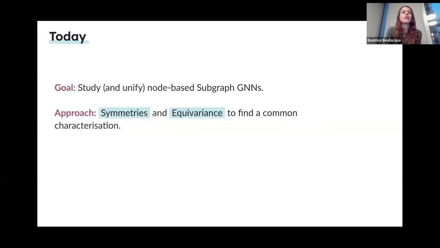So our goal was to study and unify subgraph GNNs, and in particular a family of these subgraph GNNs that are node-based, which we are going to introduce in just a minute. How are we going to do so? By making use of symmetry and equivariance in order to find this common characterization. So I'm going to stop here and Fabrizio is going to continue.